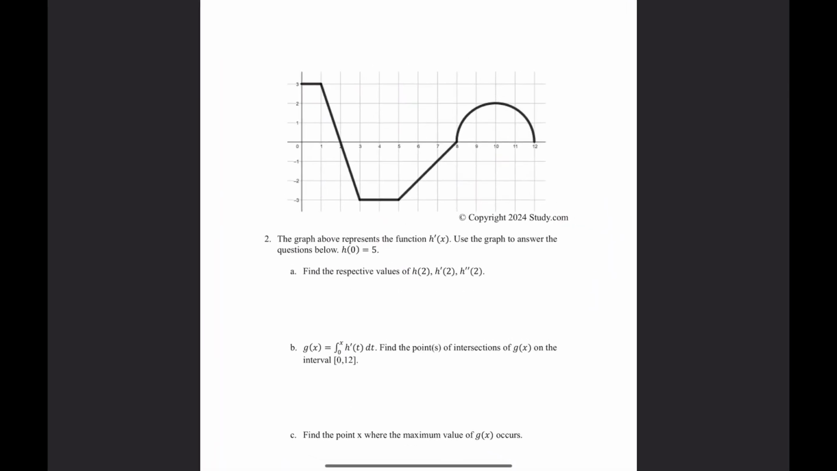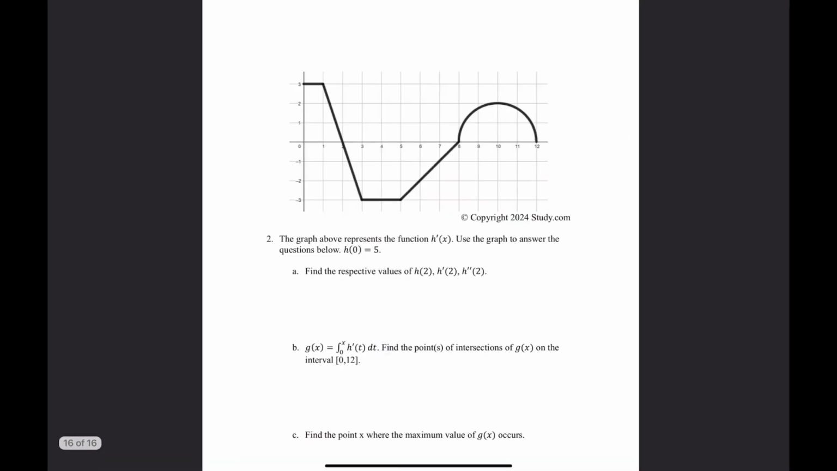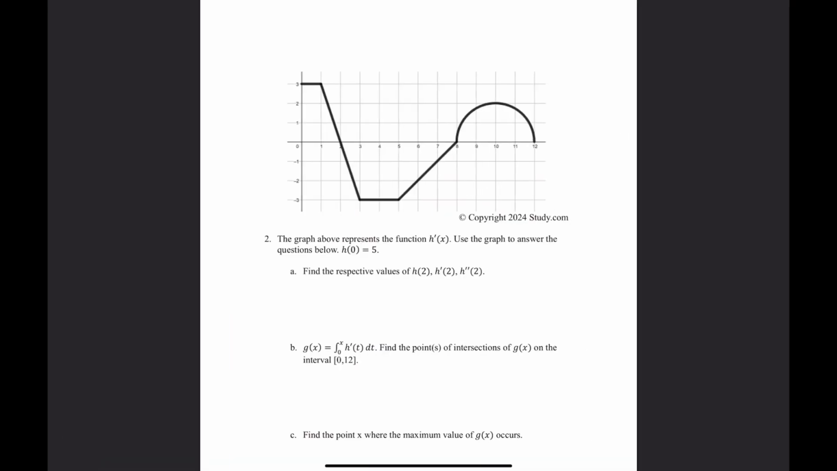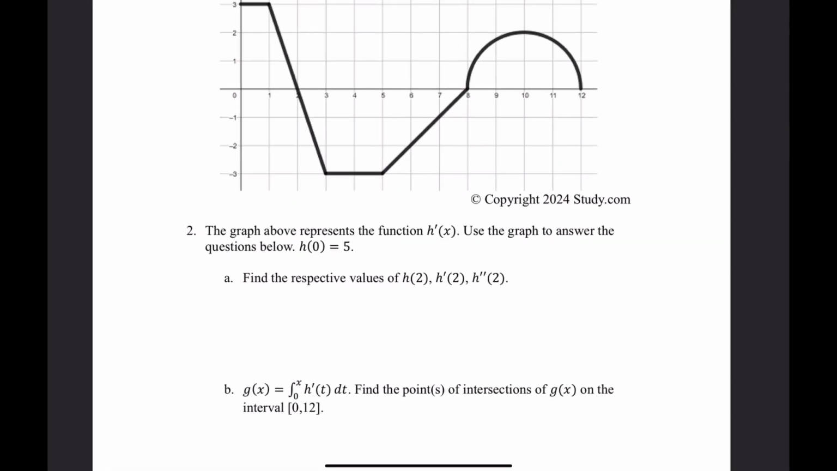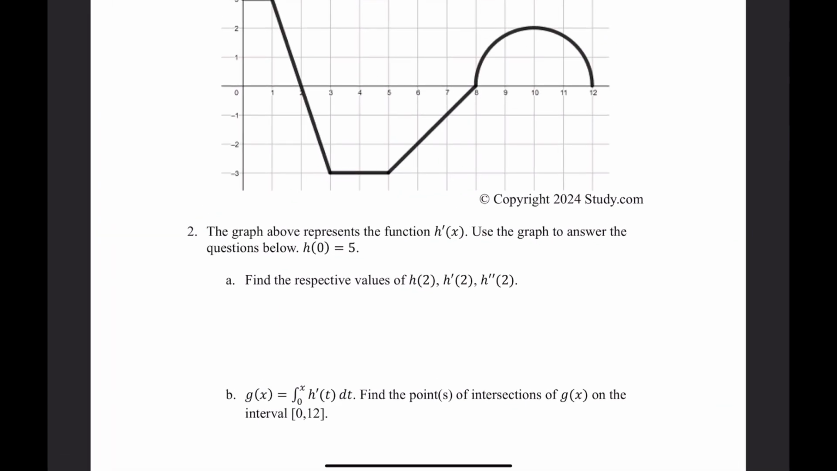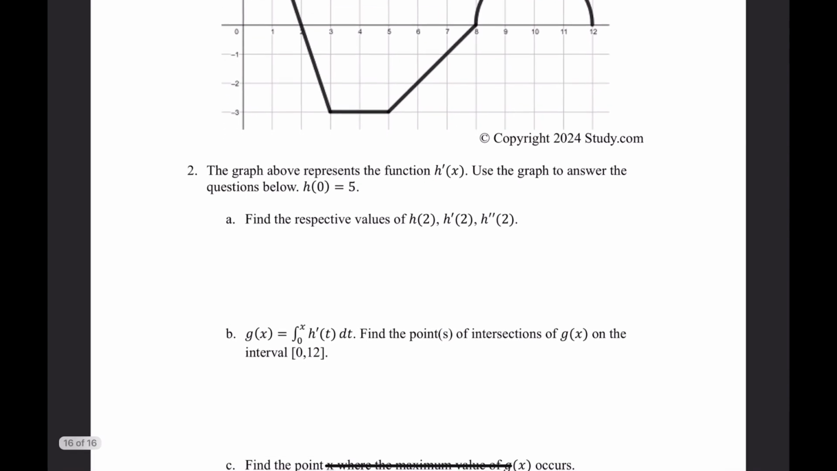Okay, welcome back to the second part of graphing analysis using integrals. So the second part reads, the graph above represents the function h prime of x. Use the graph to answer the questions below. H of 0 equals 5. Okay, and then A reads, find the respective values of h of 2, h prime of 2, and then h double prime of 2.